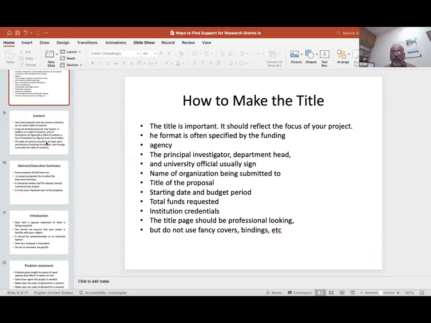So the format is often specified by the funding agency. In the title page, your information about the principal investigator, or your department or university, has to be there. The name of the organization should also be mentioned, and also the starting date and budget. So total funds requested and institution credentials, like let's say CMDR is affiliated to the Indian Council of Social Science Research, and also getting support from the Government of Karnataka.